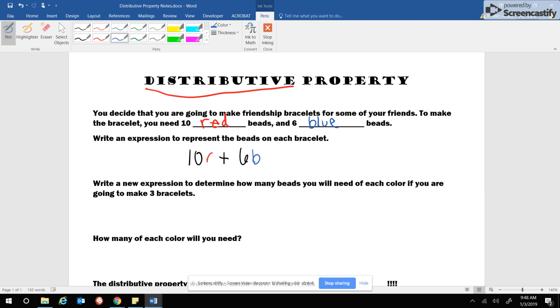Now, right underneath that, it says, write a new expression to determine how many beads you will need of each color if you are going to make 3 bracelets. Well, if I'm going to make 3 bracelets, I'm going to do the exact same thing, but I'm just going to do it 3 times. So the easiest way to write that out would just be 3 times 10R plus 6B. So that would be my expression if I needed 3 bracelets. I'm doing 3 times the number of beads I need to make just 1 bracelet.